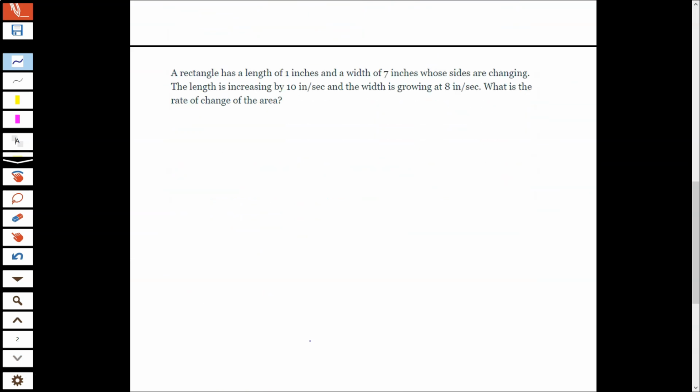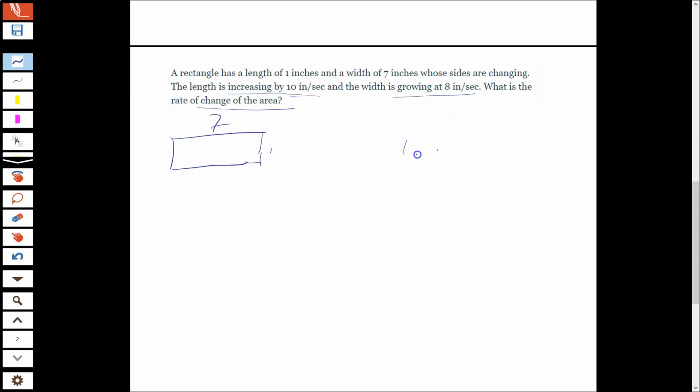So here, same text, so you can take a second to read it, pause if you need to. We have a rectangle that's 1 inch by 7 inches. And the sides are changing. The length is increasing by 10 inches per second, and the width is growing at 8 inches per second. What is the rate of change of the area this time?